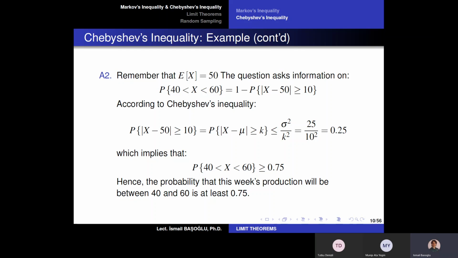So which means with at least 75% probability, the produced quantity will be between 40 and 60.